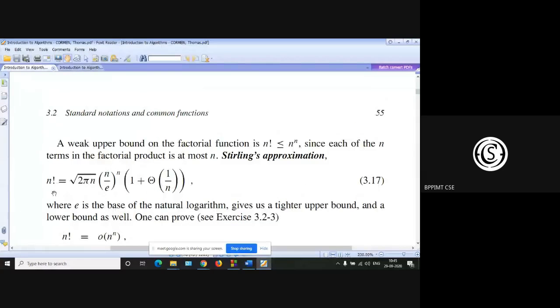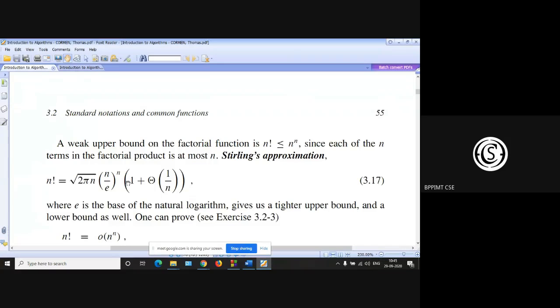Is it visible to you? Please make a note. Stirling's approximation, or you can take a snap also. n factorial is root 2 pi n, n by e whole to the power n, times 1 plus big theta of 1 by n.